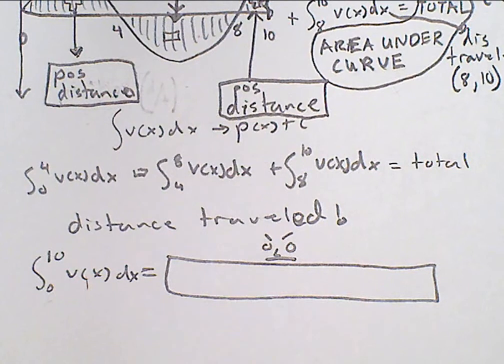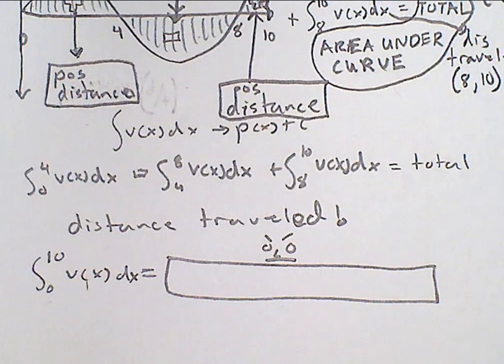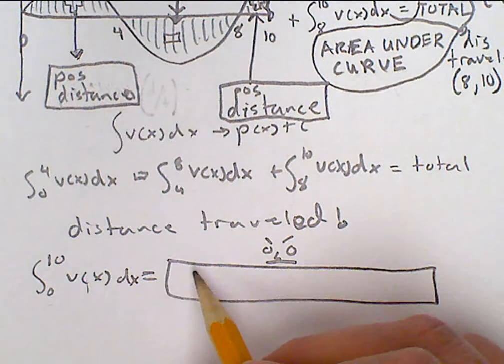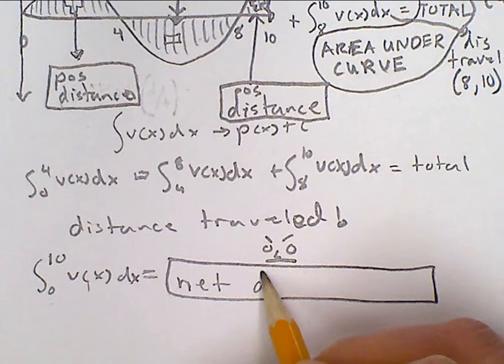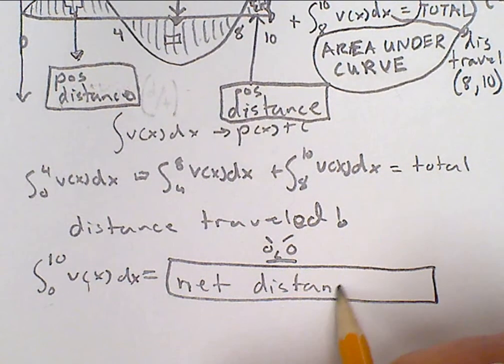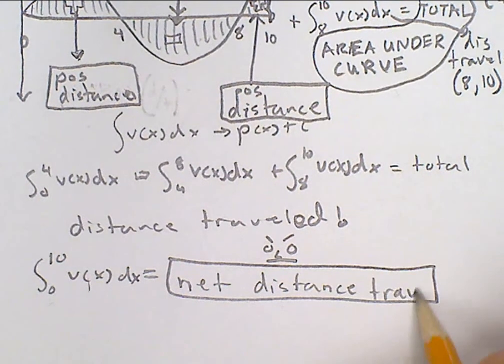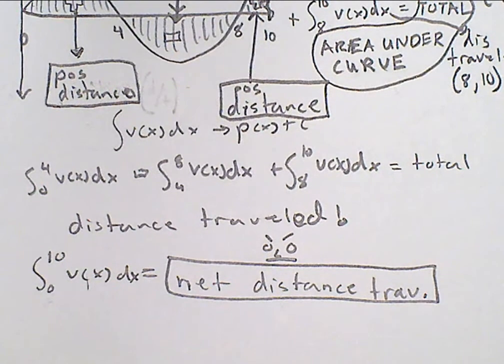Here I do the whole thing. So this negative area stays negative. What do I get when I don't change the negative distance to positive distance? You get something. Hopefully. Net distance traveled. Because think about it. What does this equal?